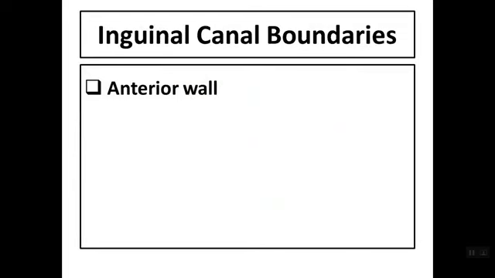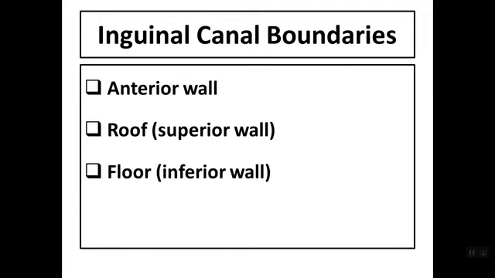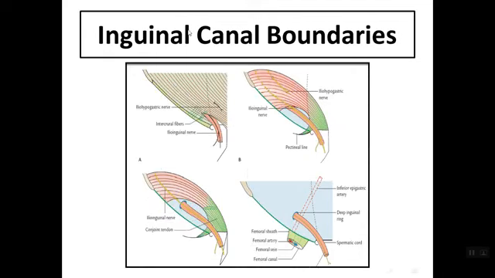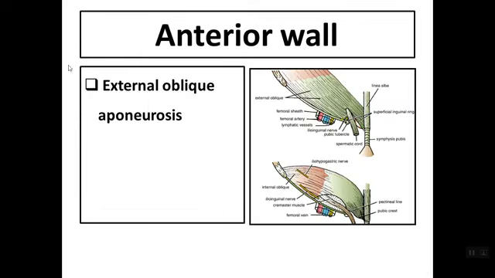What are the boundaries of the inguinal canal? The inguinal canal has an anterior wall, a roof or superior wall, a floor or inferior wall, and a posterior wall. Anterior wall: it is formed by the external oblique aponeurosis. This is the external oblique muscle, and this is its aponeurosis. It will form the anterior wall of the inguinal canal.